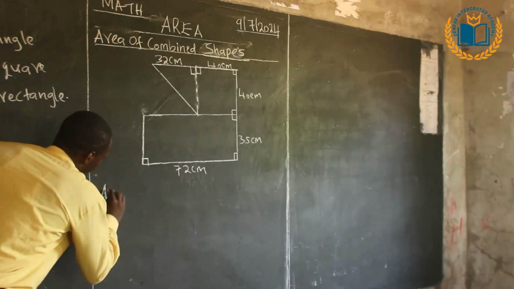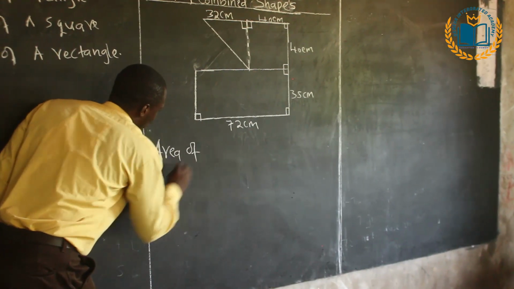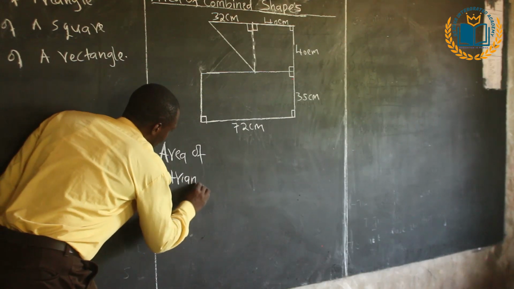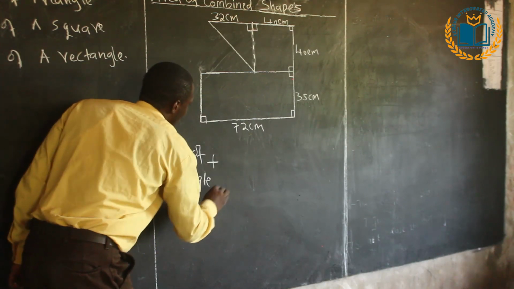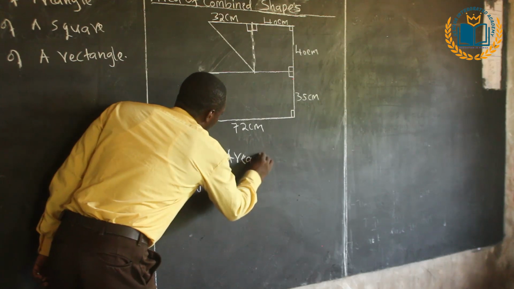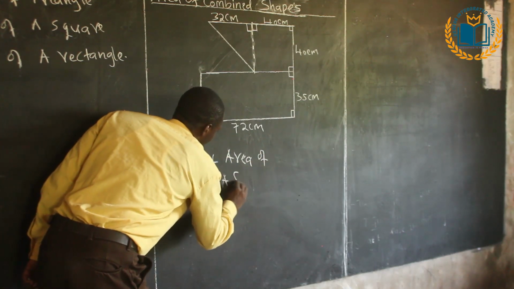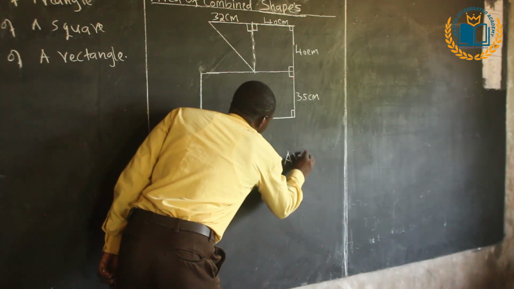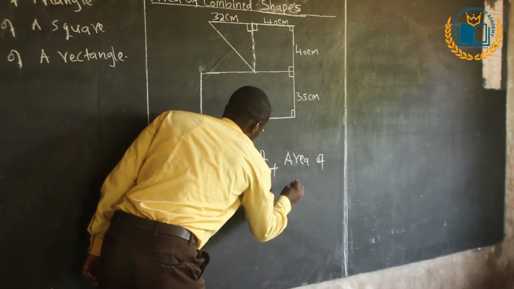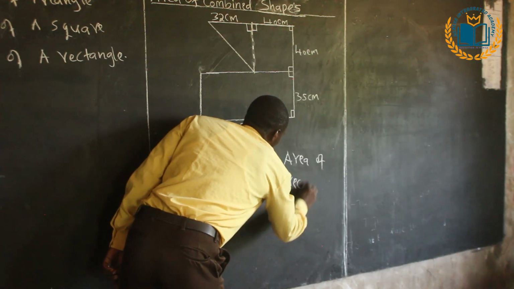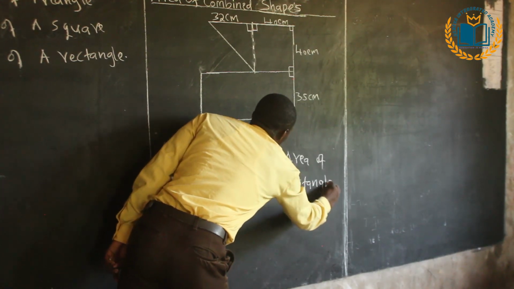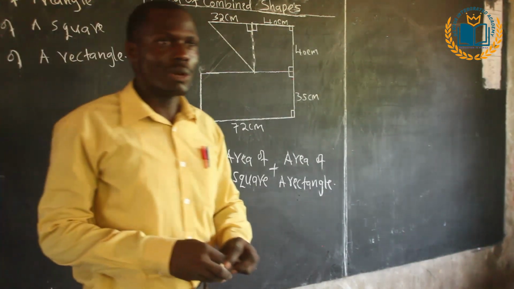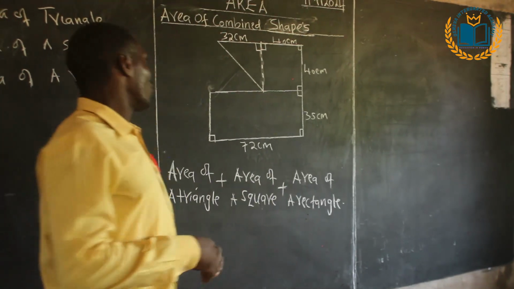Now, class, for you to find the area of a combined shape, it means you will have to find the area of a triangle, you add the area of a square, you add the area of a rectangle. This gives you the total area of the combined shape.